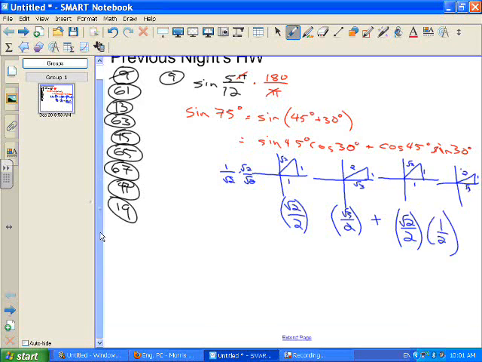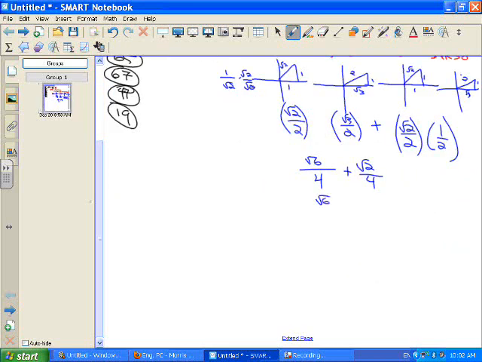So when I multiply the first set of fractions together, square root of 2 times square root of 3 is square root of 6, over 2 times 2 is 4. Plus square root of 2 times 1 is square root of 2, over 2 times 2 is 4. So they have the same denominator. So I get square root of 6 plus square root of 2 over 4. You can't put a square root of 6 together with a square root of 2 because they're not the same type.